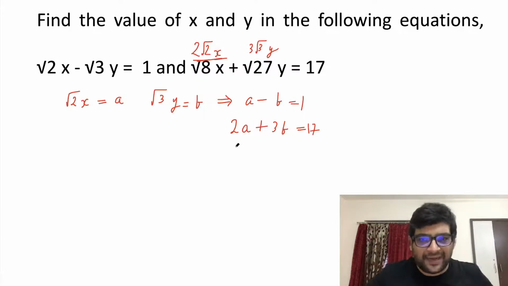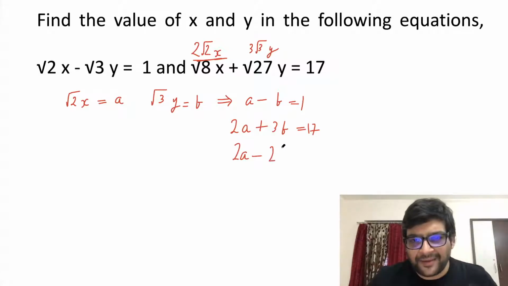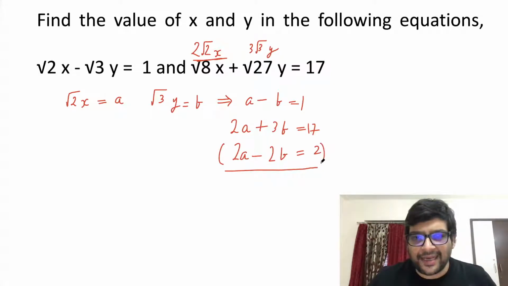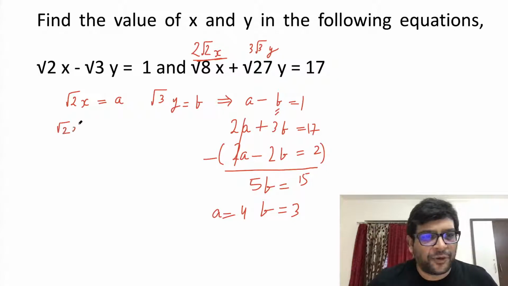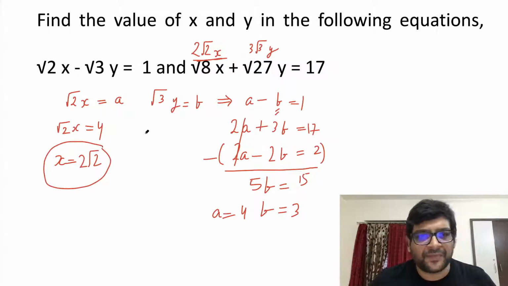Now if 2a plus 3b is 17 and a minus b is 1, this gives me 2a minus 2b equal to 2. Then I subtract the equation from the other. 2a cancels. I'm left with 5b equal to 15, or I get the value of b as 3. And since a minus b was 1, a is b plus 1. So a is 4. So now I have root 2x as 4. x comes out as 2 root 2. That's the value for x that we were looking for.